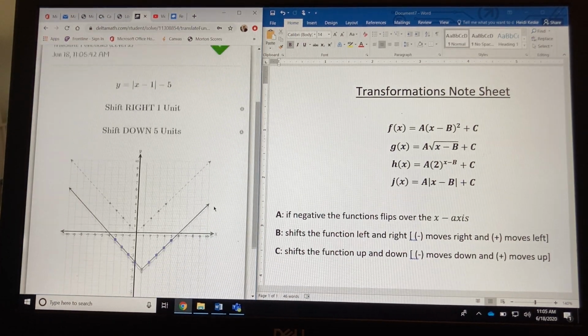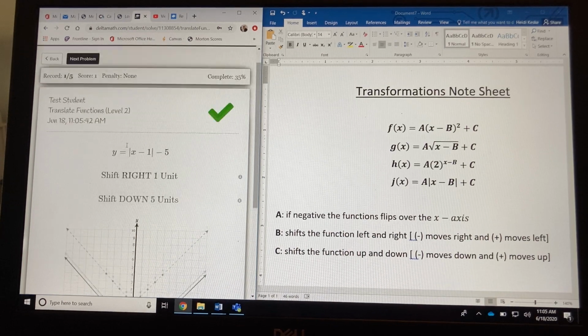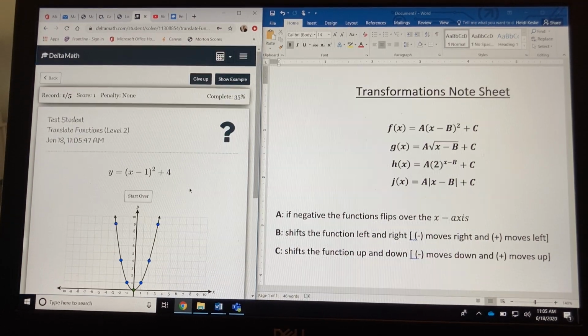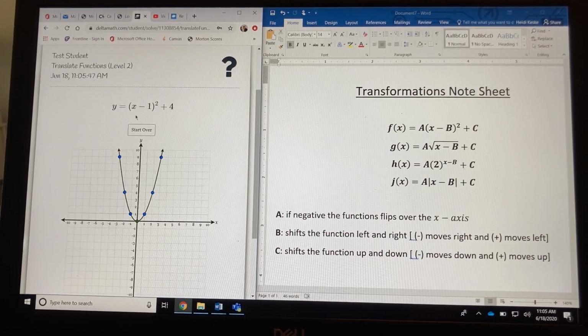So you can see level 2 just takes it up a notch by having 2 transformations. So let's look at another one. So the number on the inside moves it left and right. So minus 1 moves it right 1. And the number on the outside, plus 4, moves it up 4. So we go up 4.